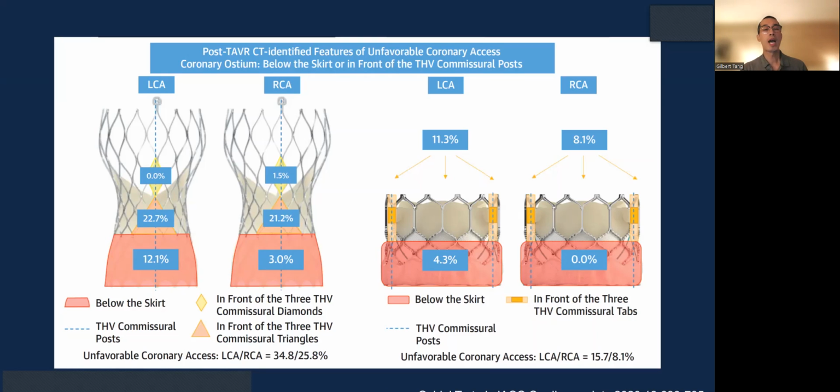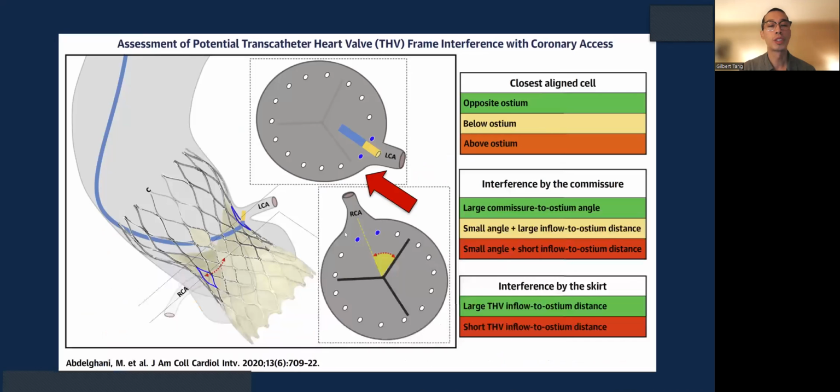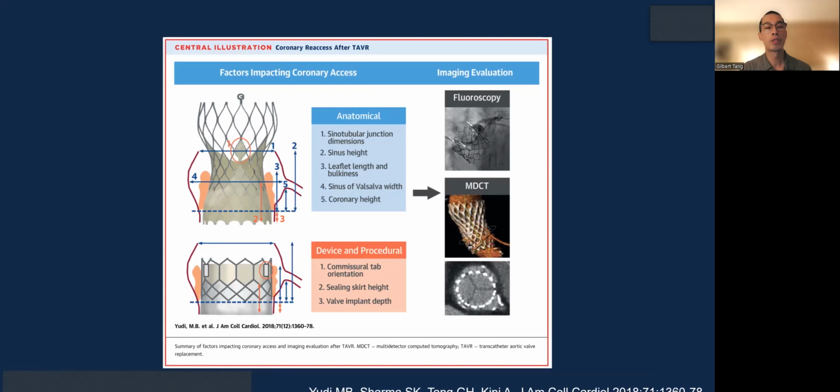And in fact, if you look at the data out there, over 10% of the time for the balloon expandable and over 20% of the time for the self-expanding had a commissural post facing the coronary orifice. And so you can see in that paper here that coronary access after TAVR is also driven by the commissural orientation. This paper was published 5 years ago by our group, looking at anatomic, device, and procedural factors of both balloon expandable and self-expanding valves in terms of coronary access.